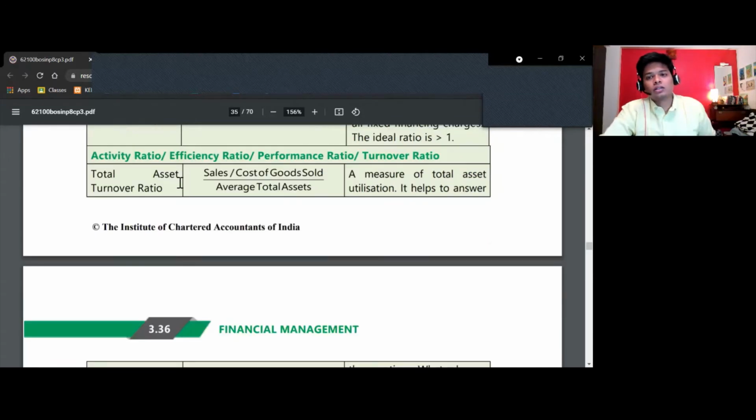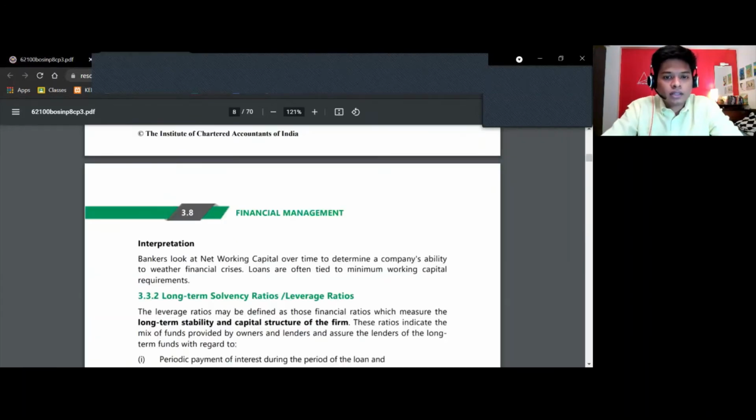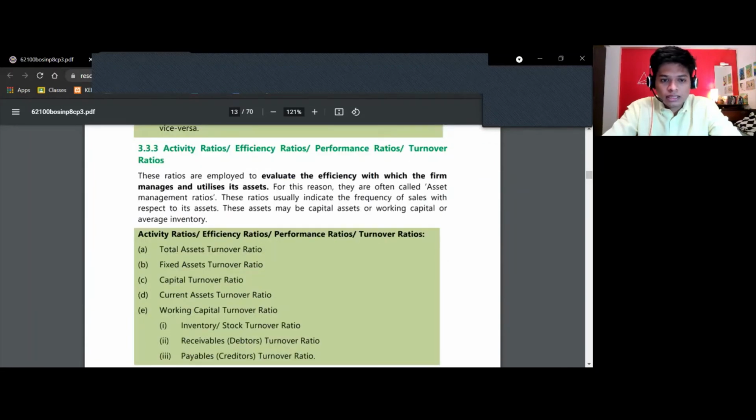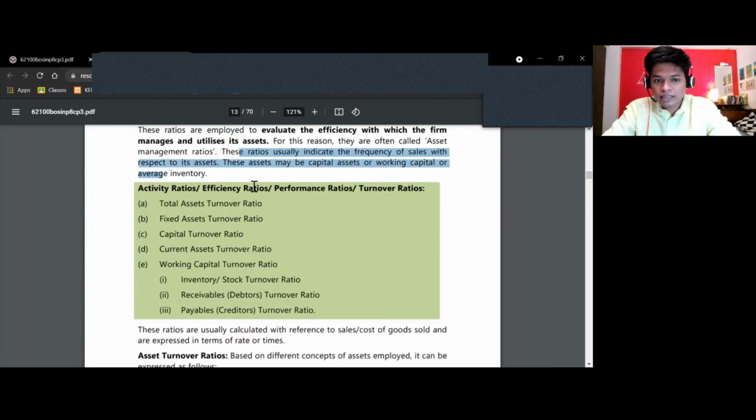Activity ratio. It tells you how much of your sales, so let me take you to the activity ratio over here. These are the activity ratios. It says that these ratios are employed to evaluate the efficiency with which the firm manages to utilize its assets. These ratios indicate the frequency of sales with respect to its assets. These assets may be capital assets, working capital, or inventory. So whatever is going on here, it talks about the asset. Total asset turnover, fixed asset turnover, capital turnover, current asset, working capital. So let's go back here.